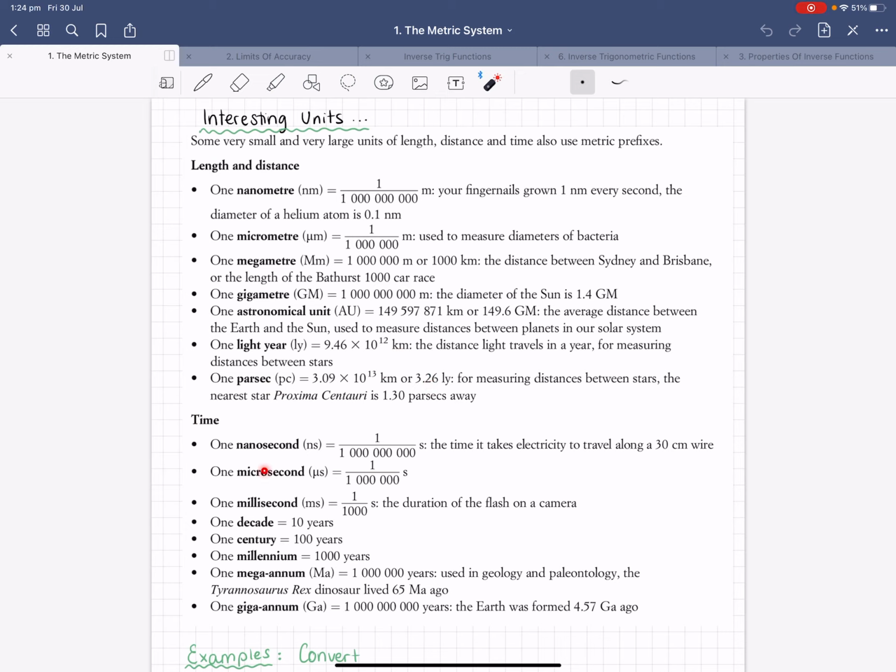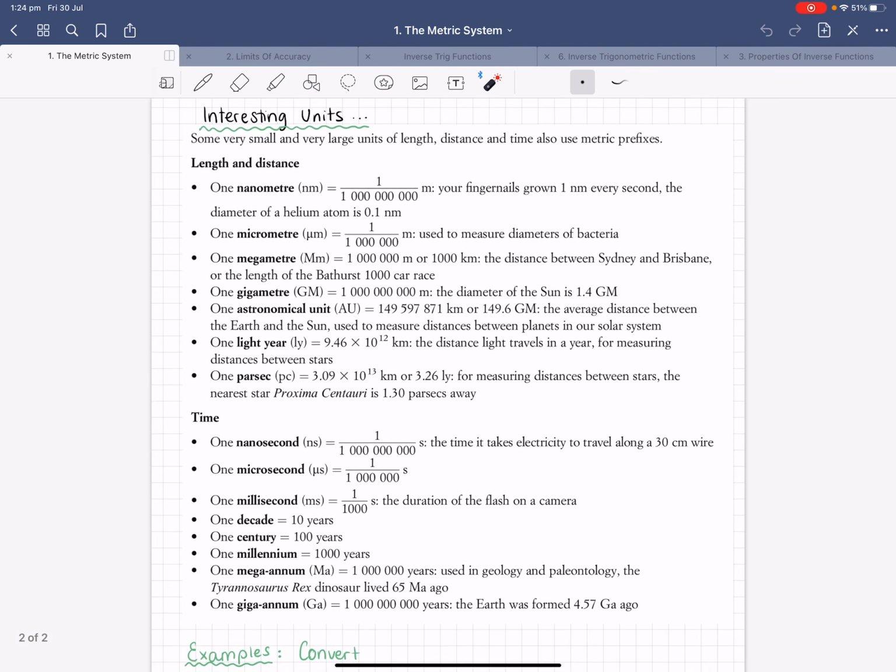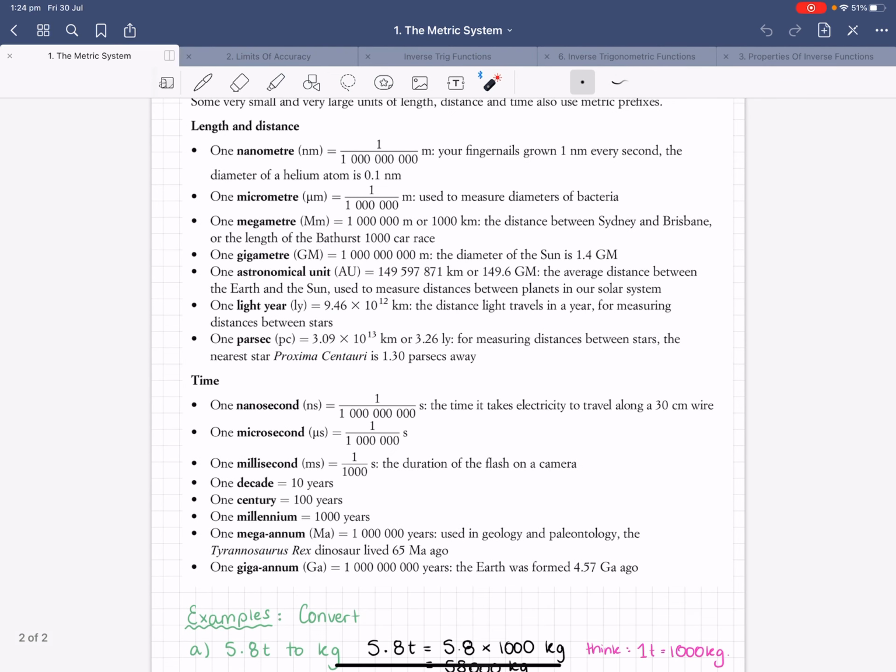Then in time, we've got nanoseconds. One nanosecond is the time it takes electricity to travel along a 30 centimeter wire. So it's 1 billionth of a second, a nanosecond. That is huge. Here we've got 1 millionth. A microsecond is 1 millionth of a second. When I say huge, I mean crazy quick. So these are pretty cool.